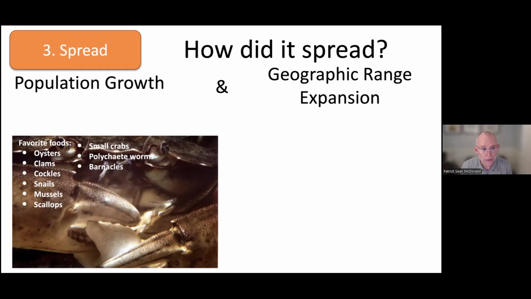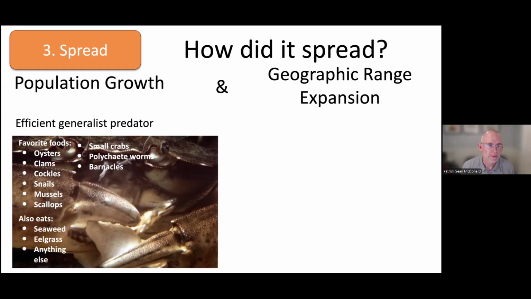And I should point out that some of their favorite foods are things that we like to eat too. Their favorite foods tend to be shellfish: oysters, clams, cockles, mussels, but they will also prey on small Dungeness crab. So they're an efficient generalist predator, and they're also a very effective competitor.